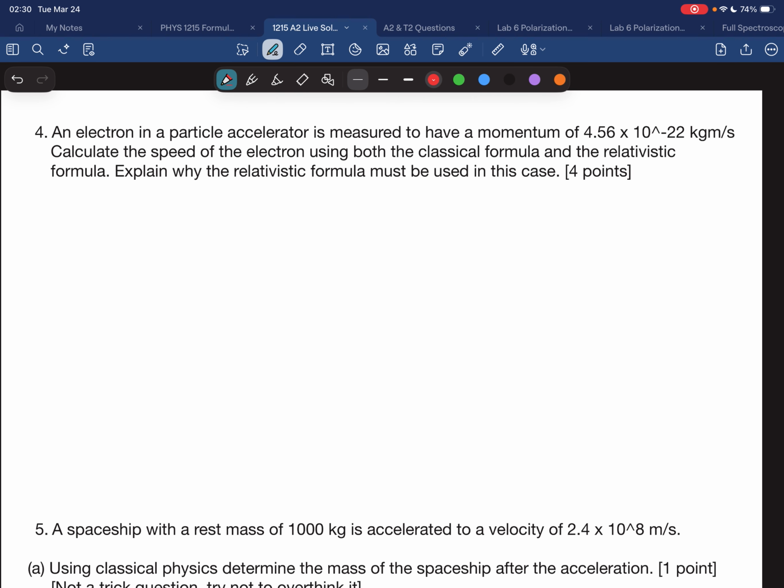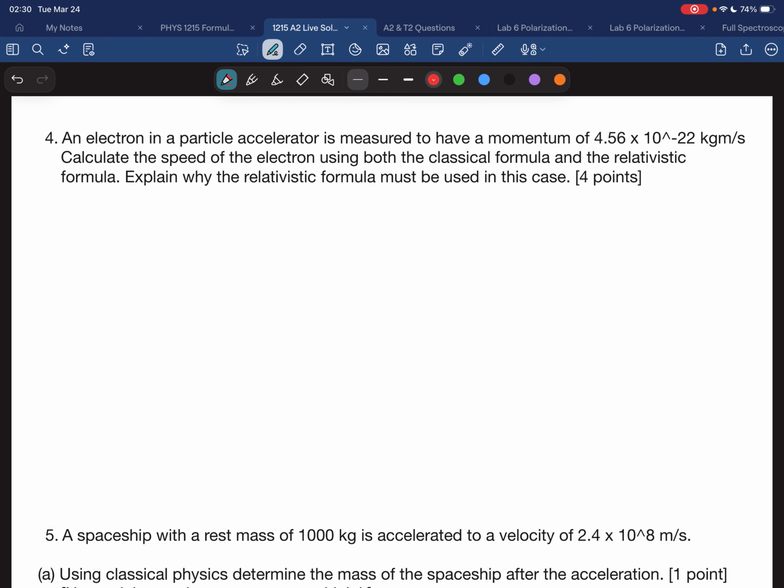Question 4. An electron in a particle accelerator is measured to have a momentum of 4.56 times 10 to the negative 22 kilogram meters per second. Calculate the speed of the electron using both the classical formula and the relativistic formula. Explain why the relativistic formula must be used in this case.